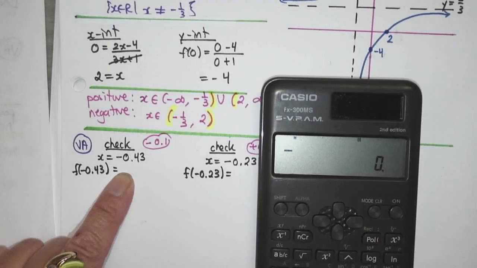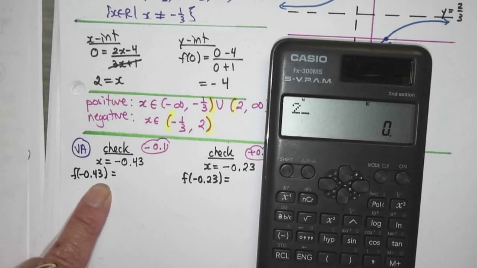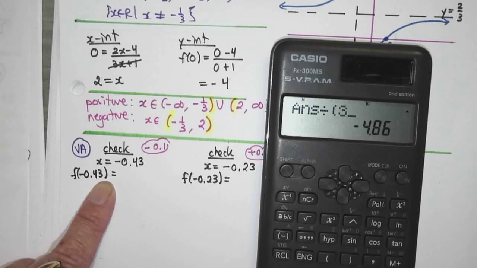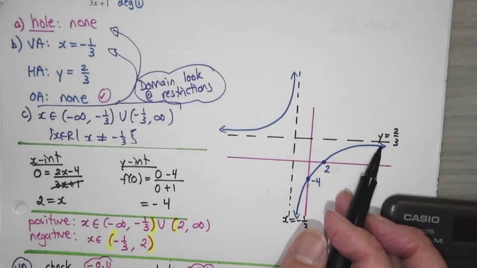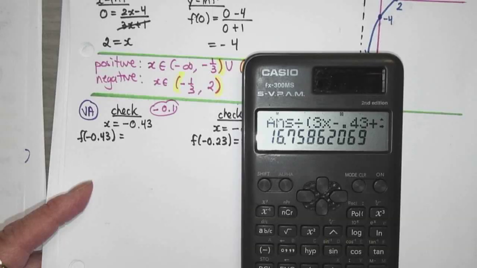So we go in and where are you subbing this in? In your F, the original F. So I'm going to go 2 times negative 0.43 bracket minus 4. I usually do the whole numerator of the rational function equals, and then I do divided by bracket 3 times negative 0.43 plus 1. And I only got 16.75, which is not a big number, but remember, I'm comparing this to 0.66. So 16 is actually quite big in comparison to 0.66.